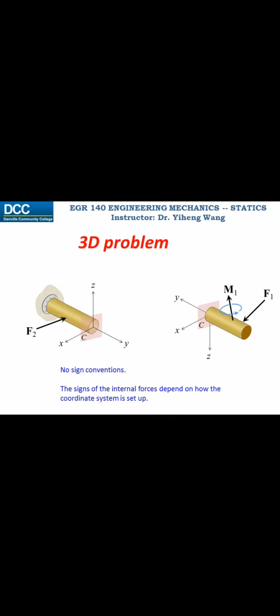Let's say we choose the left segment, and these are the 6 internal reactions, and you can solve for all of them by applying the 6 rigid body equilibrium equations. Now you have 1 normal force that is along the axial direction, and it's perpendicular to the cross-section. You have 2 shear forces that are tangent to the cross-section, 2 bending moments, and also you have 1 torsional moment that creates a twisting effect of the member.